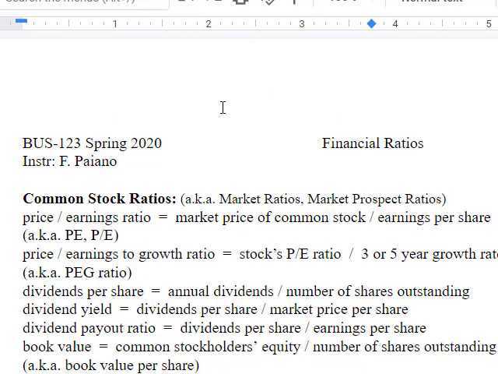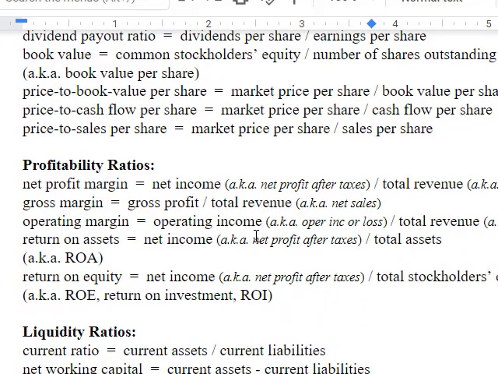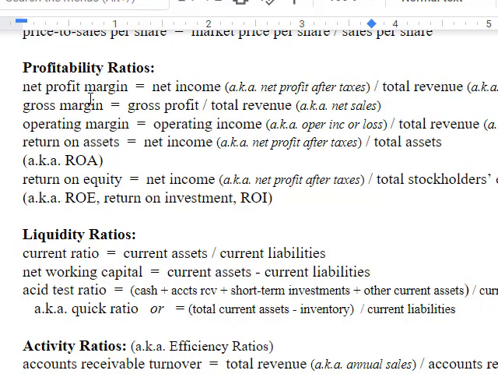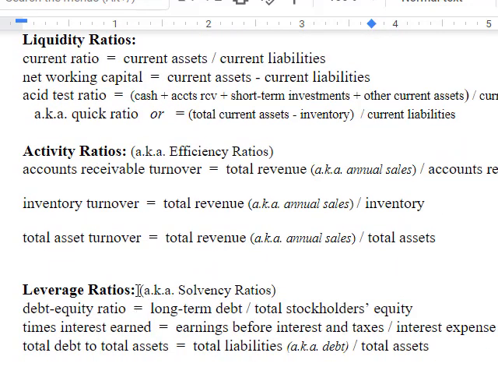So last presentation, we took a look at the common stock ratios, the market ratios as they're sometimes called, and we found that we've already gone over most of these, and much of them are easily accessible. Just look them up. But we learned how to do them. And now today we're going to take a look at the profitability ratios, the liquidity ratios, activity ratios, and leverage ratios. And we're not going to calculate all of them because once you've done 3 or 4, I get the picture. Find the two numbers and divide them.